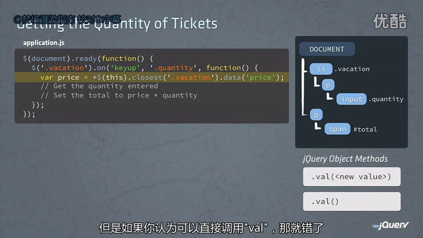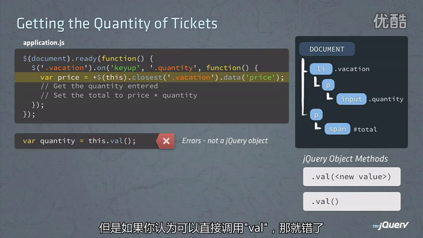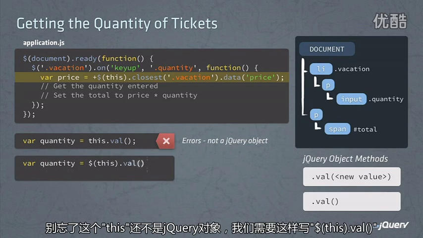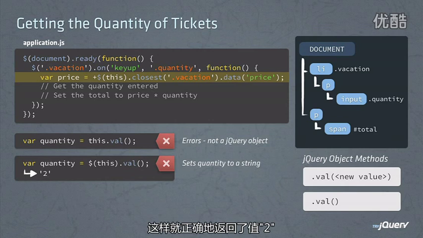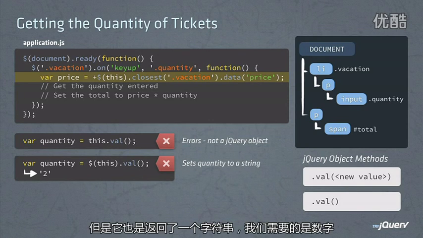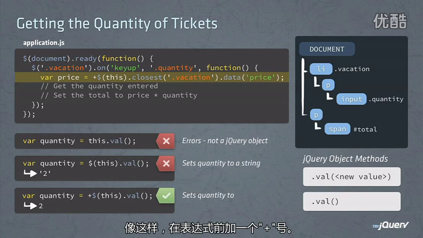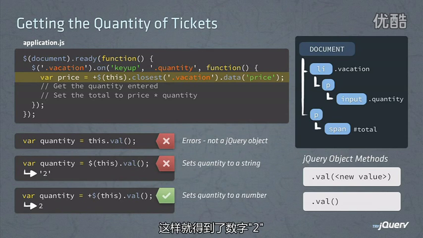So you might think we can call this .value, but remember, this is not a jQuery object yet. So we need to write $this.value, which will properly return 2. But this returns a string, and again, we need a number. So we'll use that same convention we saw a minute ago and add a plus to the beginning of this statement, like you see here. This returns us the number 2.